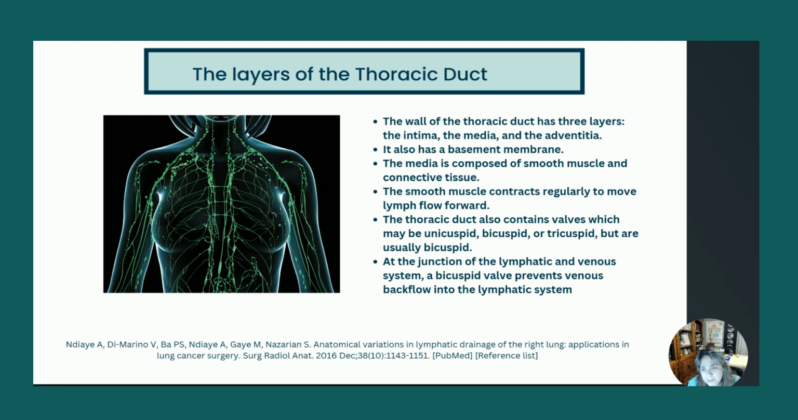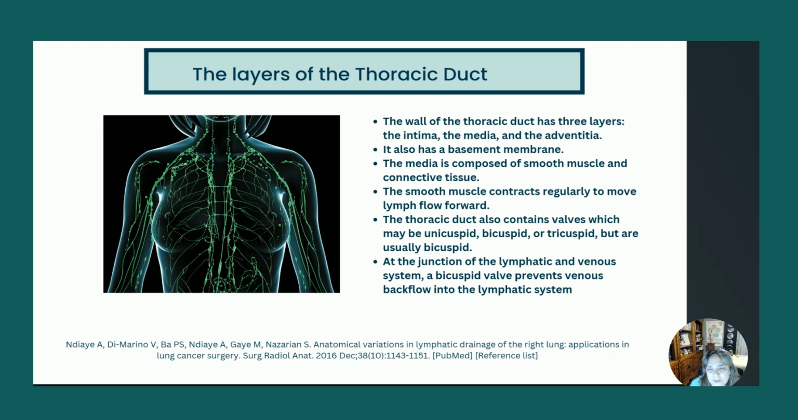The thoracic duct being the largest lymphatic vessel in the body width-wise, and it's still smaller than a cocktail straw. So it's very, very tiny. It's about the width of a really small cocktail straw. In any case, the smooth muscle contracts regularly to move lymph upward or forward. The thoracic duct also contains valves, which may be unicuspid, bicuspid, or tricuspid, but are usually bicuspid.